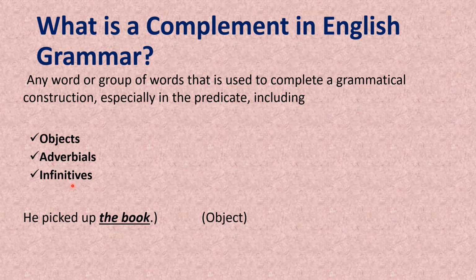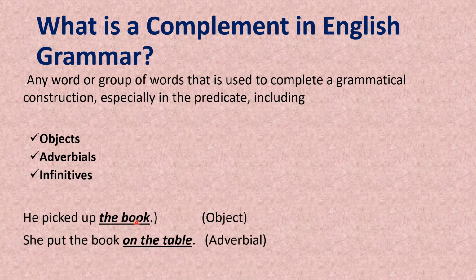Let's look at the example. He picked up the book. Here you can see that the book is directly answering what he picked. So the book is the object here. Secondly, she put the book on the table. Here, notice that on the table is answering where the book is kept. It is the adverb of place as it is helping complete the sentence grammatically. So it is the adverb complement.